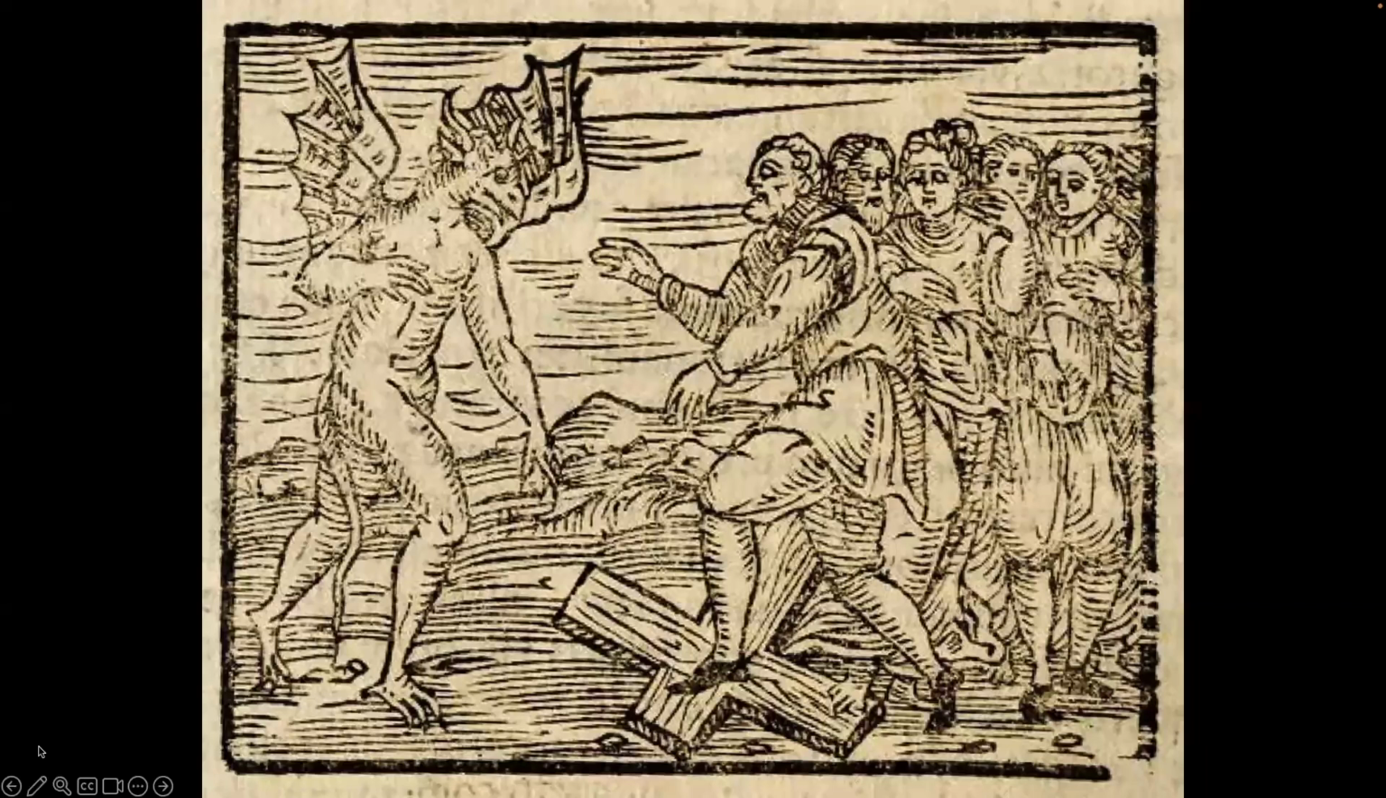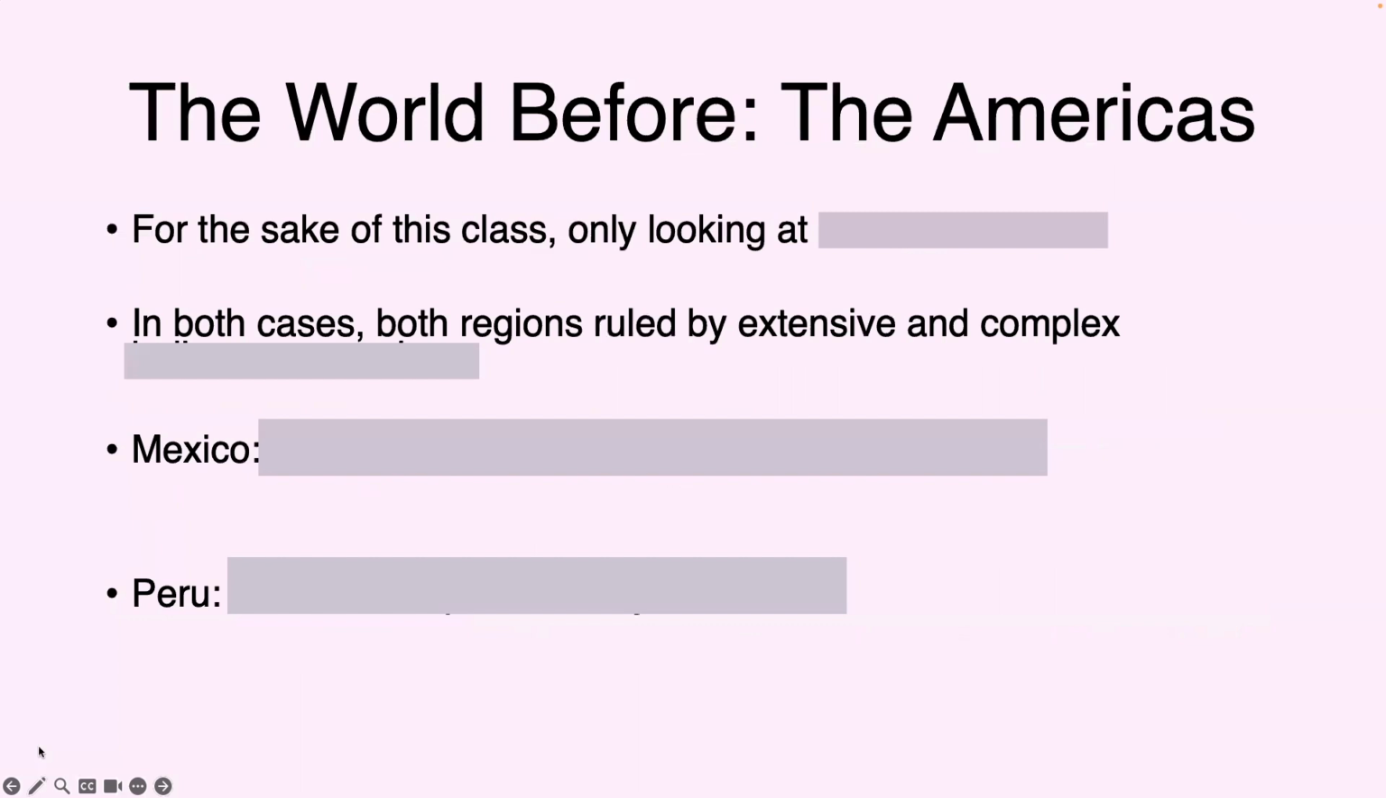Here's a brief image that depicts how fears of witchcraft, of devils, of evil influences at this time would have taken hold and really had people in the grip of fear and anxiety. Now let's move on to the Americas. For the sake of this class, we're really only going to look at Mexico and Peru today.